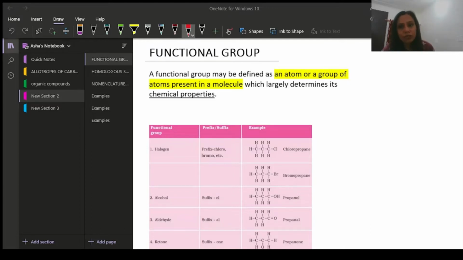Later on, I'll also start nomenclature. Nomenclature is a very important topic in terms of class 10th.